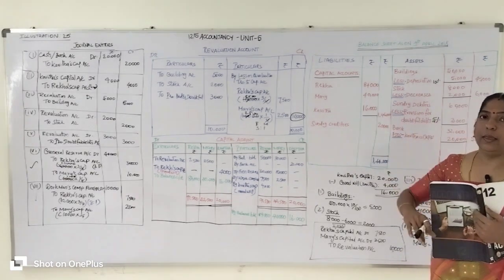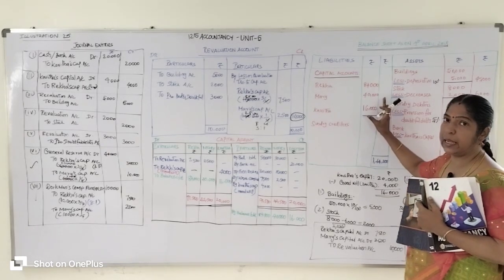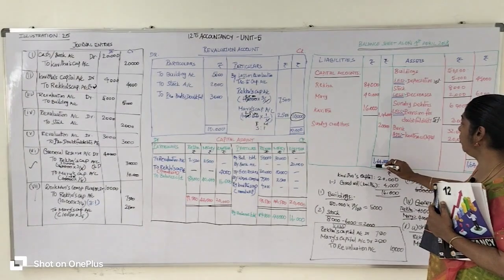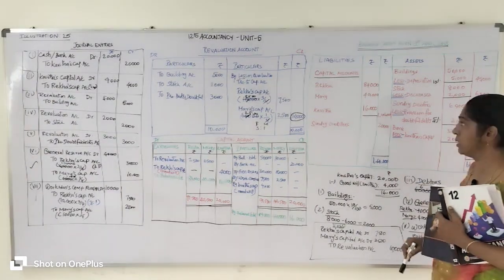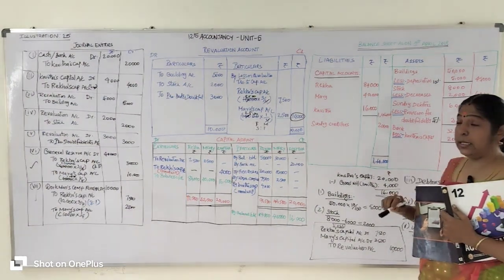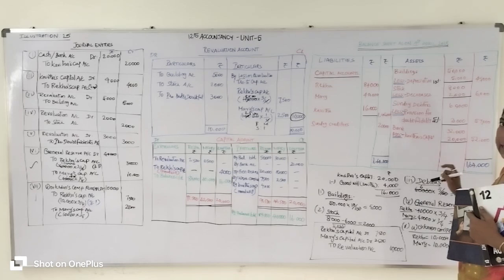Now we are going to calculate the totals. First we calculate the liability side total. 1,46,000 plus 20,000, you will get 1,64,000 rupees. On the asset side, the total is 45,000 plus 6,000 plus 57,000 plus 52,000. You will get 1,64,000 rupees. So we get the same total on both the asset and the liability side.